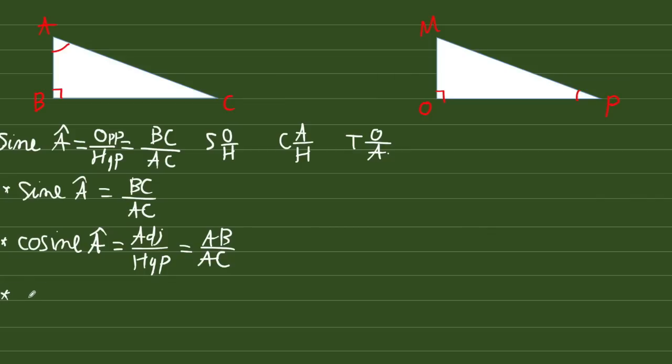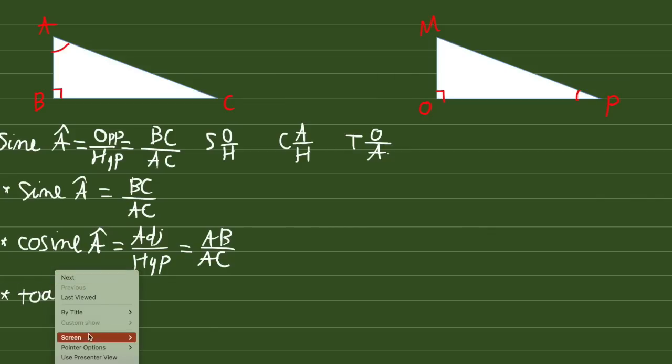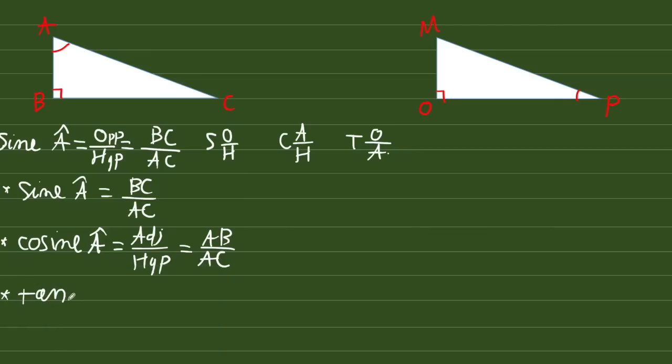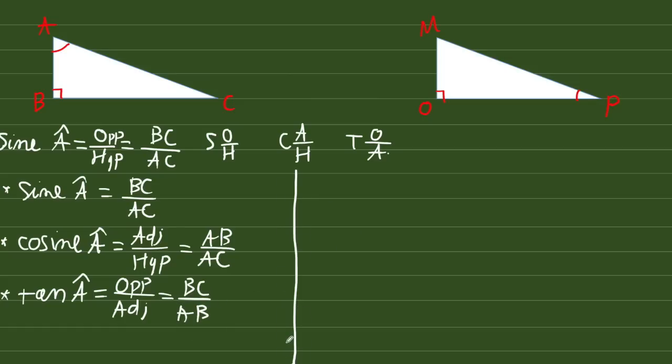And the last one, TOA. TOA means tangent. Tan of A is opposite divided by adjacent. What is the opposite? The opposite side is BC, and the adjacent is AB. That's it. This is the first example for determining the trigonometric ratios sine, cos, and tan based on the SOHCAHTOA formula.